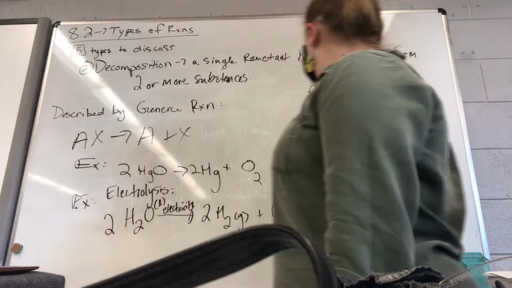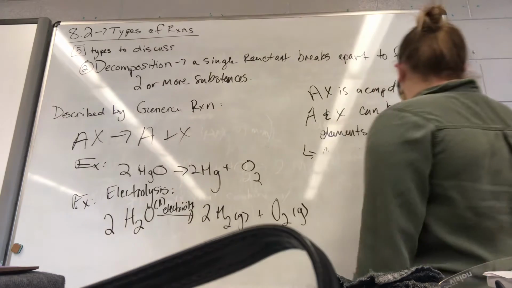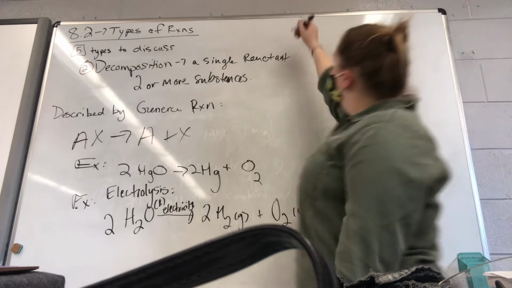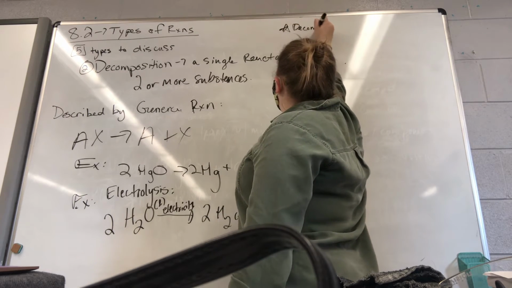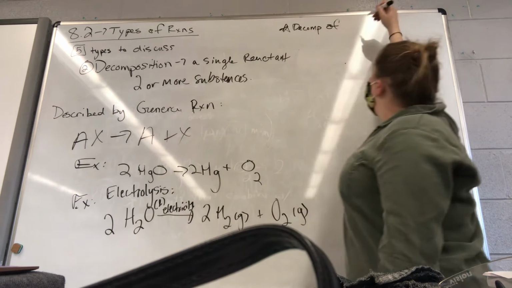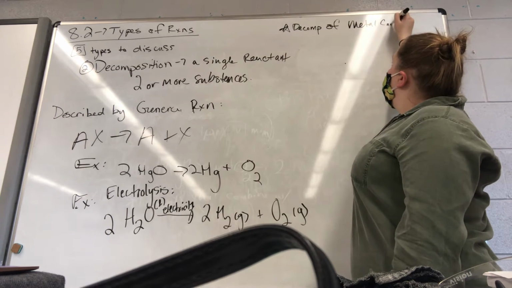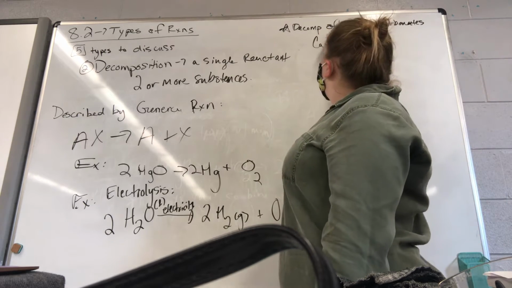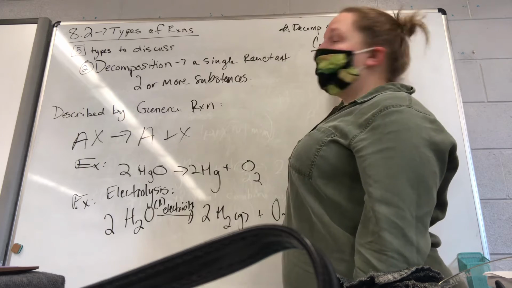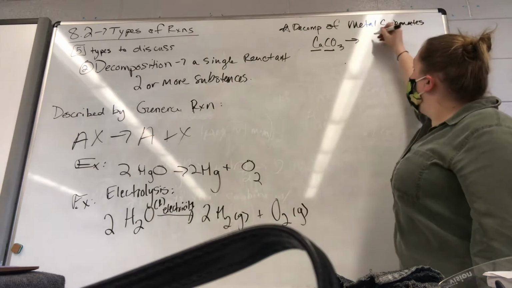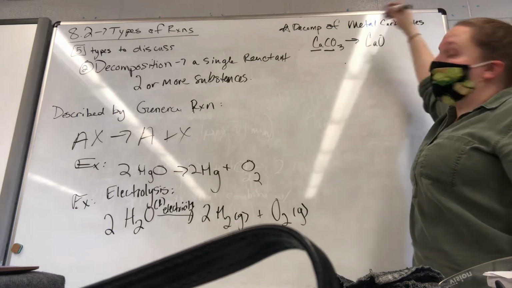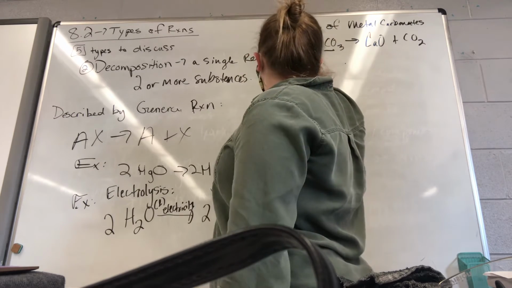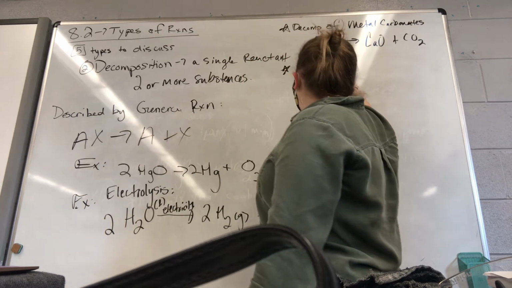From there, we've got categories like the decomp of metal carbonates. So a metal carbonate breaks apart into a metal oxide and CO2. We've got the decomposition of metal hydroxides. So remember, subcategories.